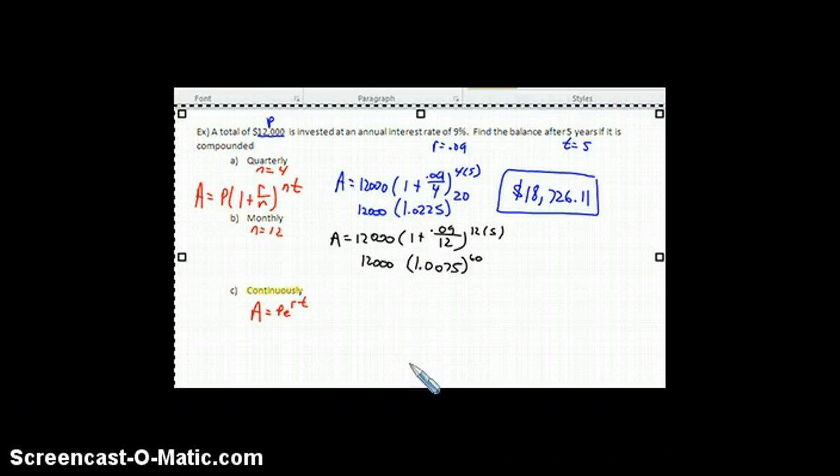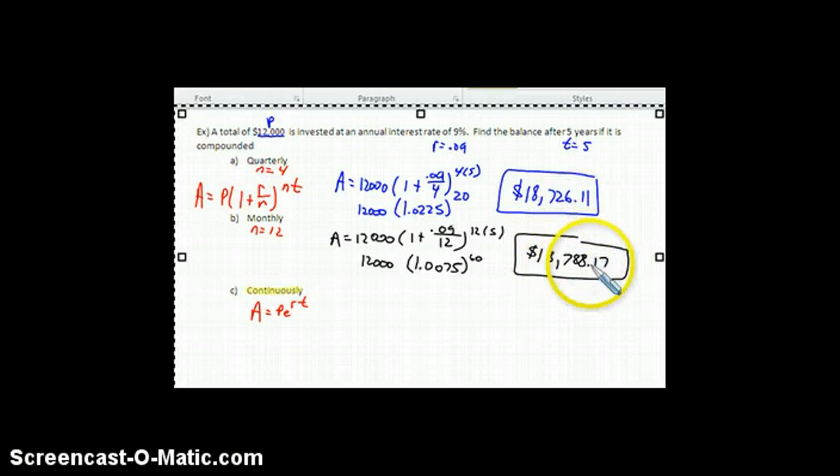And when I do that, I end up with $18,788.17. Now notice that my answer was higher. That's good. The more often your interest is compounded, versus 4 times a year or 12 times a year, the higher amount of money you should earn.